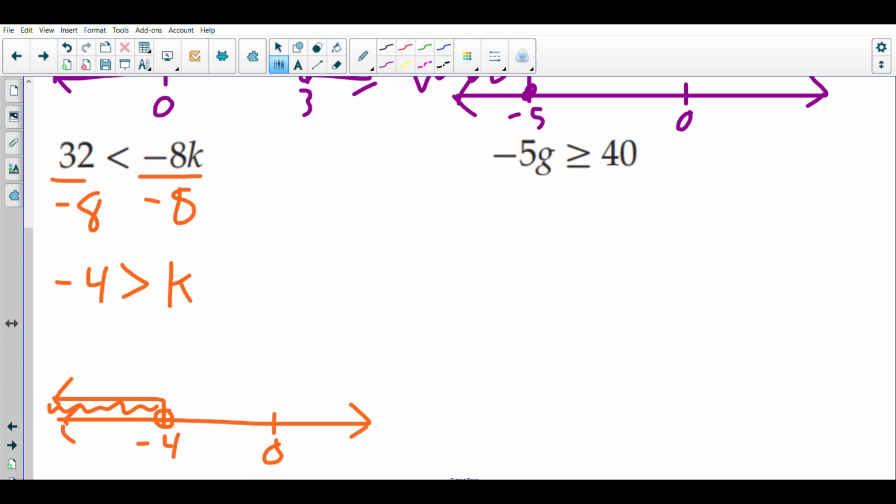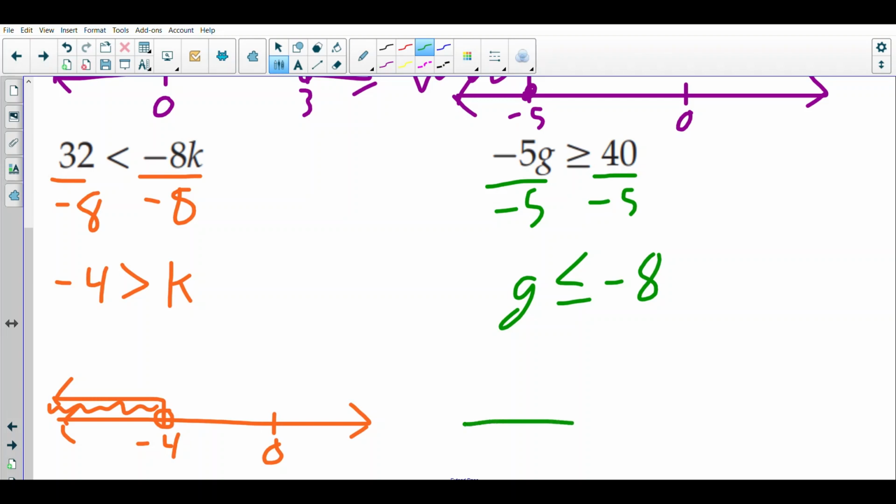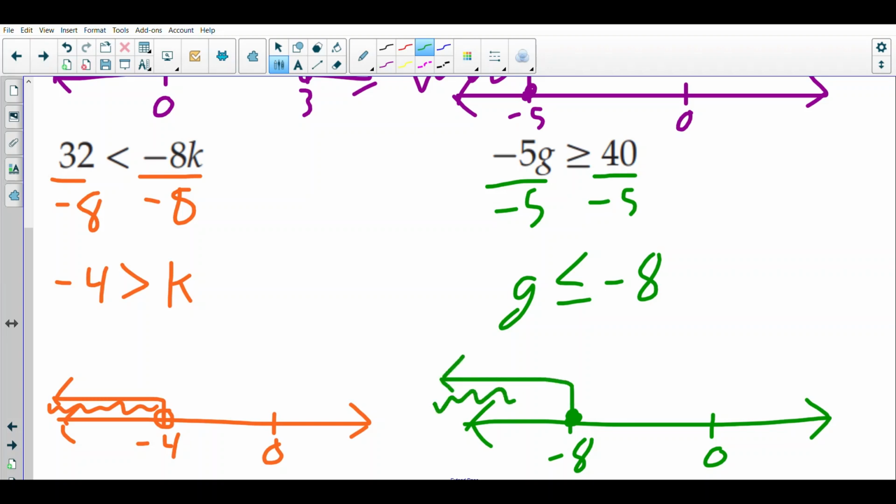All right, last one on the page. Divide by negative 5. Oh, divide by a negative, so I flip my inequality, so g is less than or equal to negative 8. So I got my arbitrary 0, and I got negative 8. I'm going to have a closed circle because it's or equal to, and then variable's on the left, so I follow the inequality. All right, so hopefully you got those. If not, keep practicing. We'll work with it.